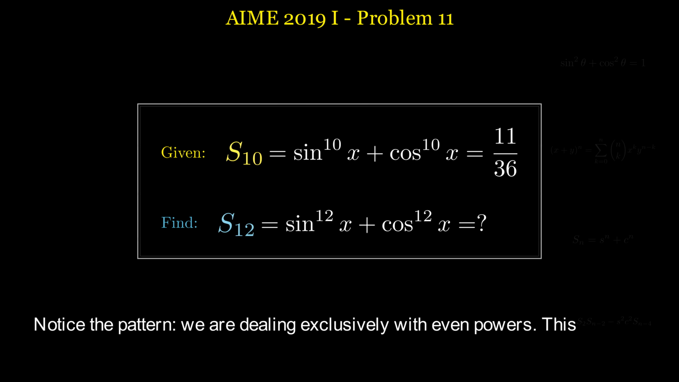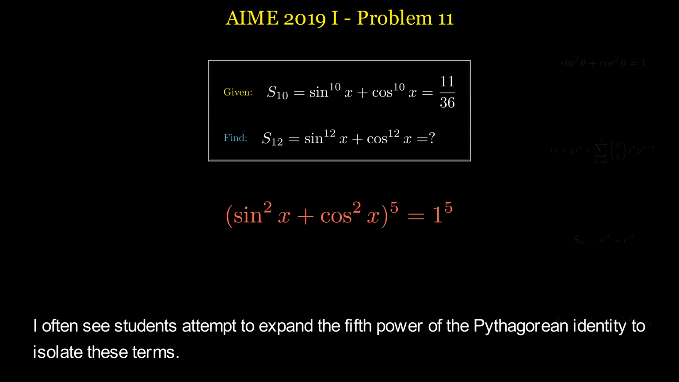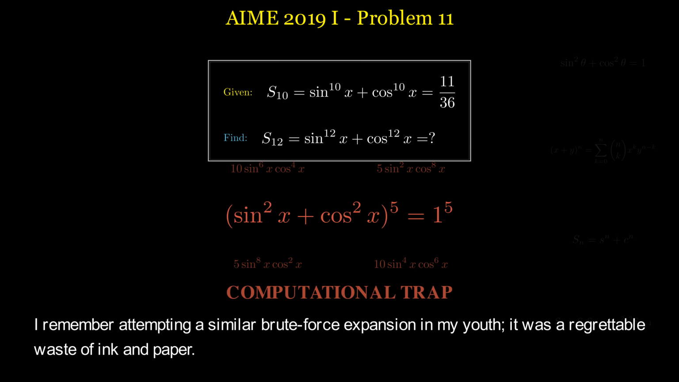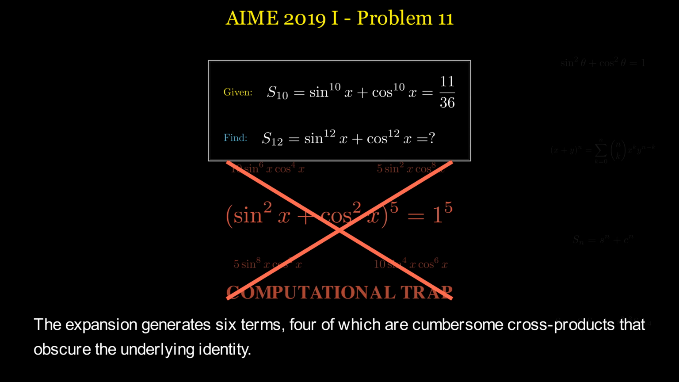Notice the pattern. We are dealing exclusively with even powers. This is a vital structural hint. I often see students attempt to expand the 5th power of the Pythagorean identity to isolate these terms. I remember attempting a similar brute force expansion in my youth. It was a regrettable waste of ink and paper. The expansion generates 6 terms, 4 of which are cumbersome cross products that obscure the underlying identity.